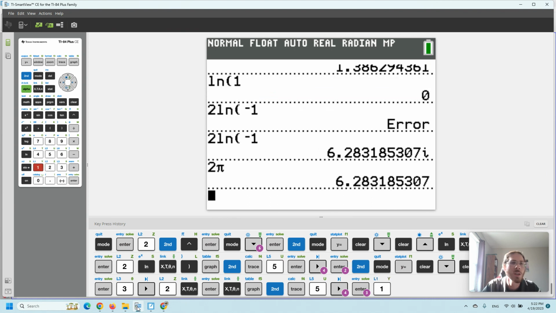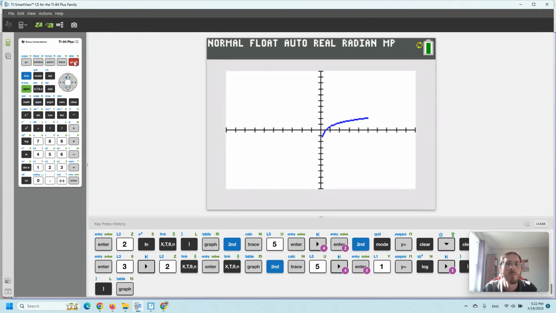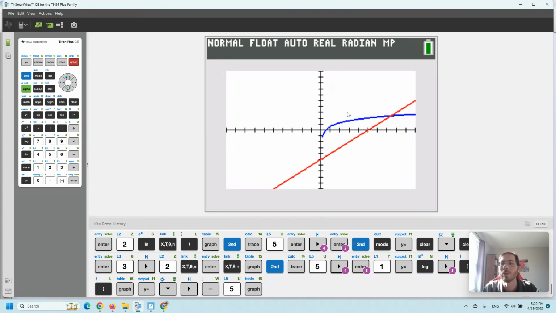All right, let's quit out of that. Just to show you that if you didn't have the log base, remember we can type this in as log of 2x divided by log of 3. And again, we get the same picture. If we want to force this to actually have a solution, let's change this x to, I don't know, x minus 5. This way now we can see, oh, they do connect.